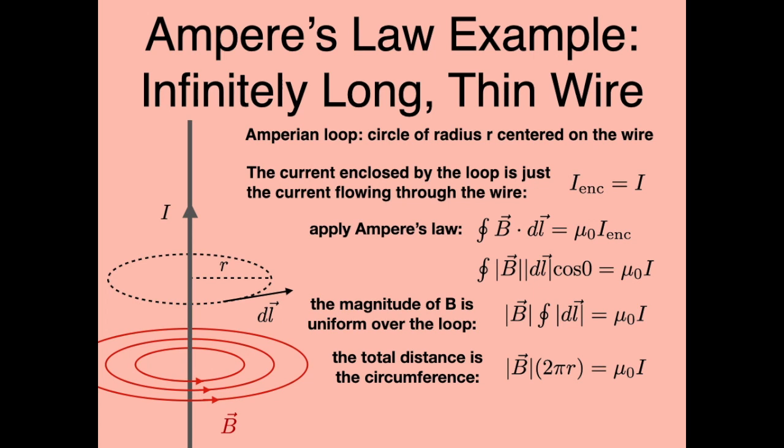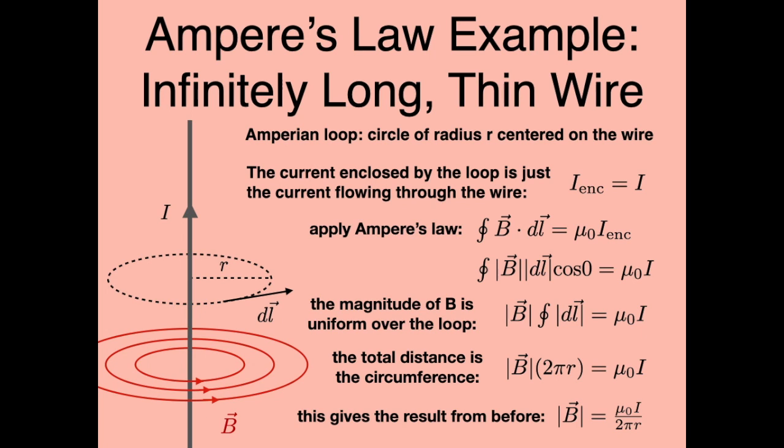When I think about the integral over all my dl's, I'm adding up all those little distances around my Amperian loop. Really, that's just giving you the total distance around a circle, i.e. the circumference, 2 pi r. That's the total distance around my Amperian loop. So now what I have is magnitude of B times 2 pi r equals mu naught times I. And when we solve for the magnitude of B, by dividing out 2 pi r, we get mu naught times I divided by 2 pi r.